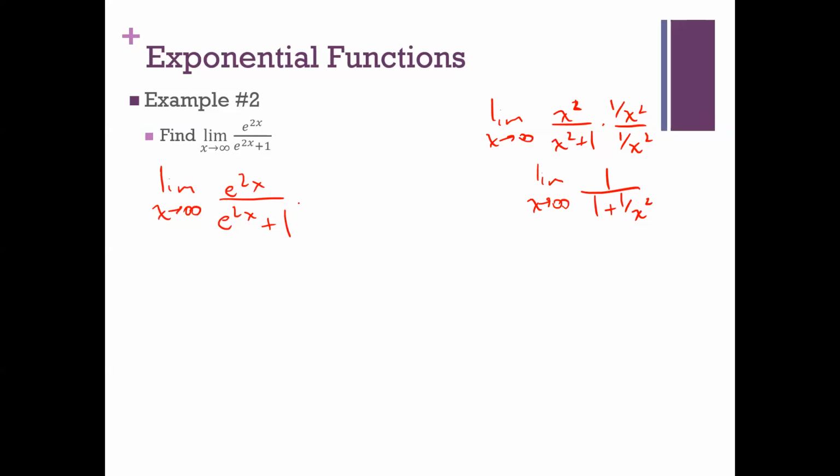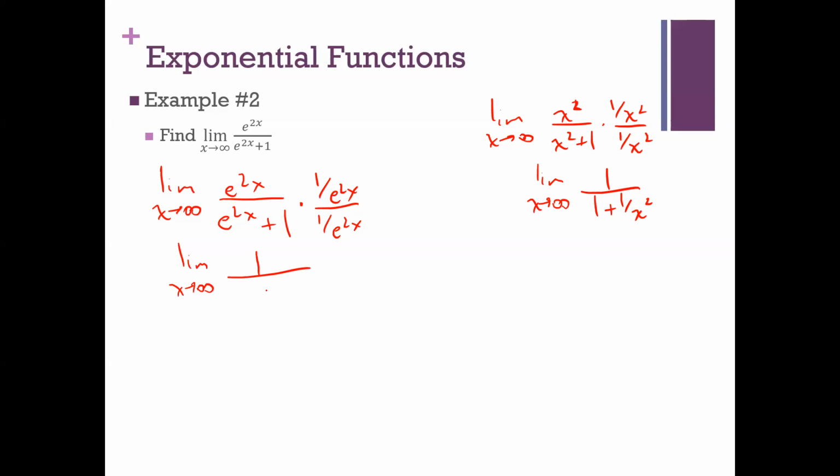So could I do something similar to this guy to make those limit laws something I can look at? Garrett? Divide the top and bottom by e to the 2x. So let's see what happens when we do that. What does the numerator become? The numerator becomes 1, that limit clearly exists.